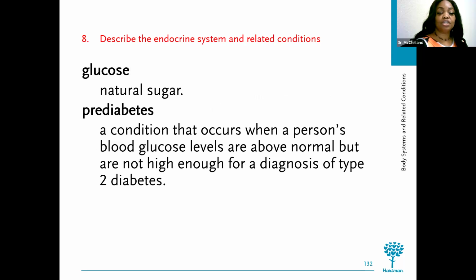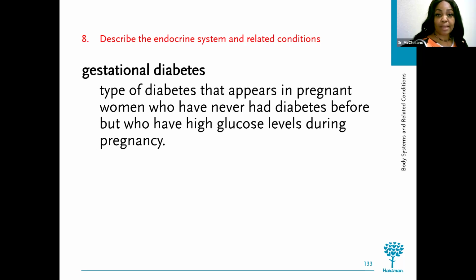Prediabetes, a condition that occurs when a person's blood glucose levels are above normal but are not high enough for a diagnosis of type 2 diabetes. Gestational diabetes is a type of diabetes that occurs or appears in pregnant women.